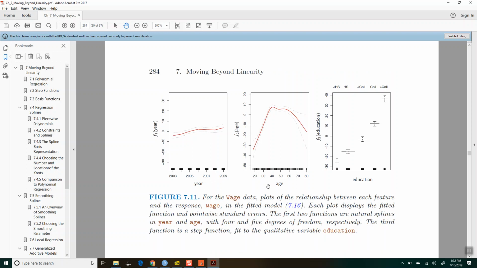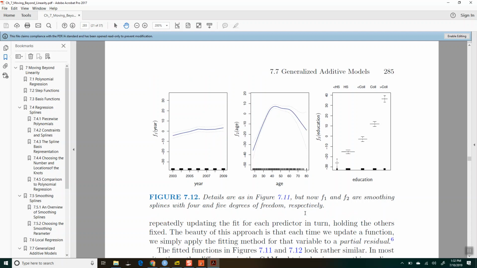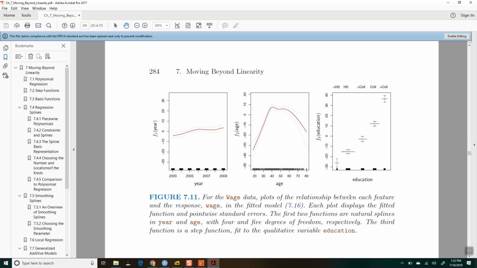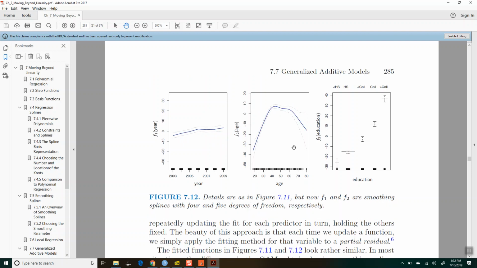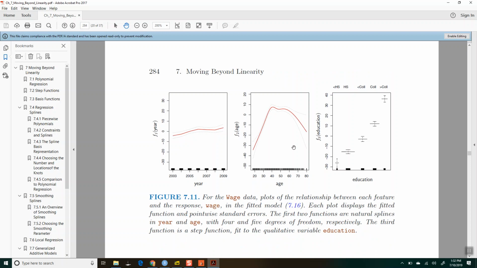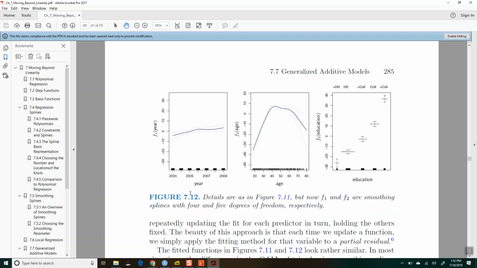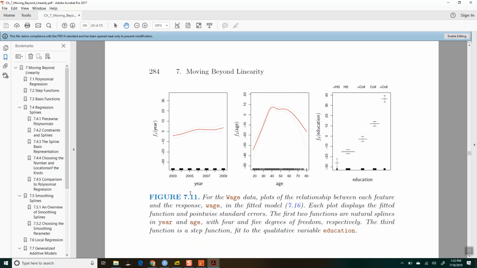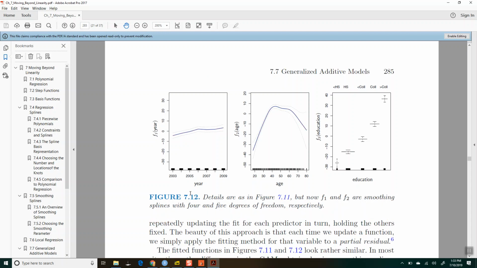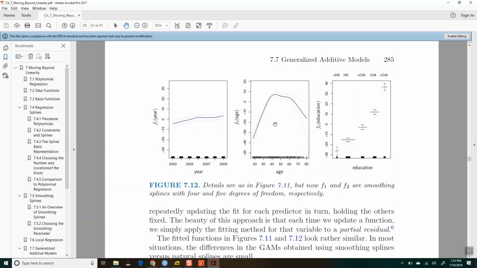So here we've done this with natural splines, and over here we've done it with smoothing splines. Very similar. We're just saying, should I use a natural spline or should I use a smoothing spline? But basically the idea is that these relationships between wage and age and wage and year don't have to be straight line linear relationships anymore, and they don't even have to be nice polynomial fits. They can be this arbitrary smoothed out function.